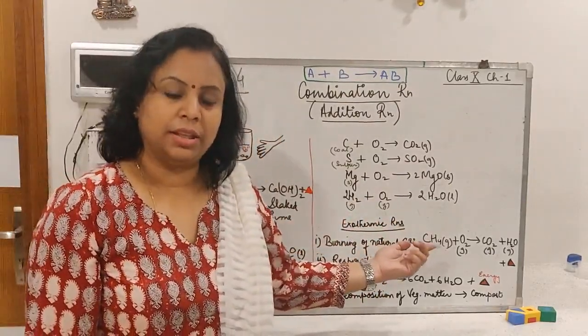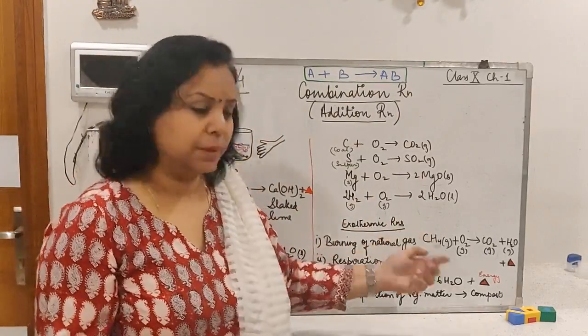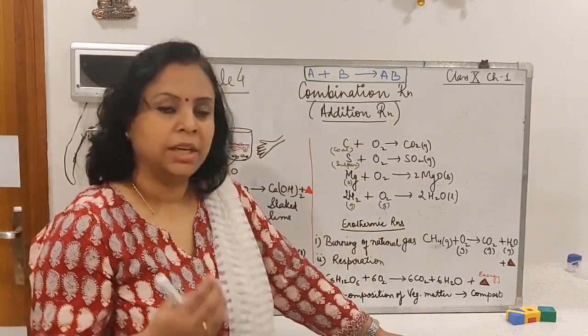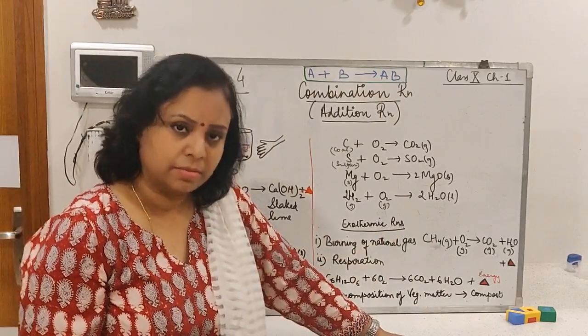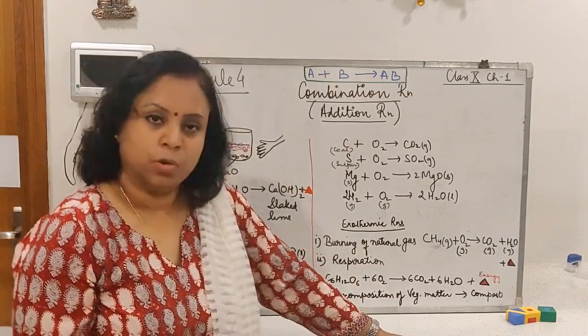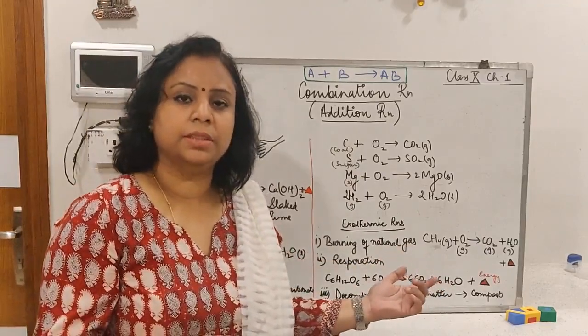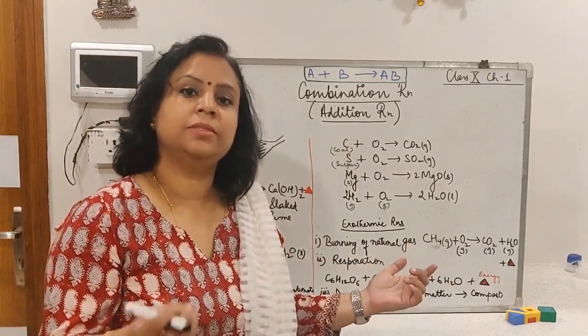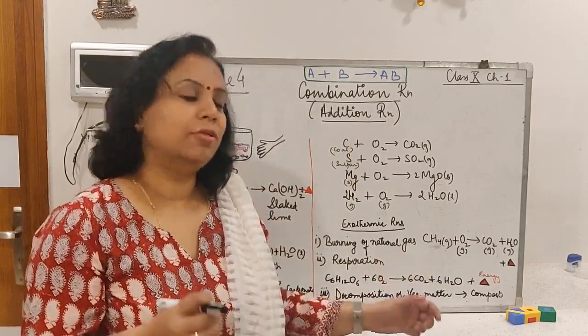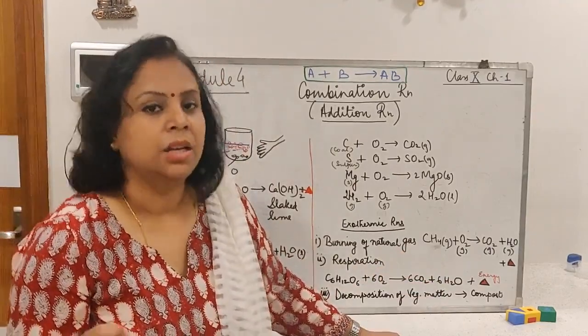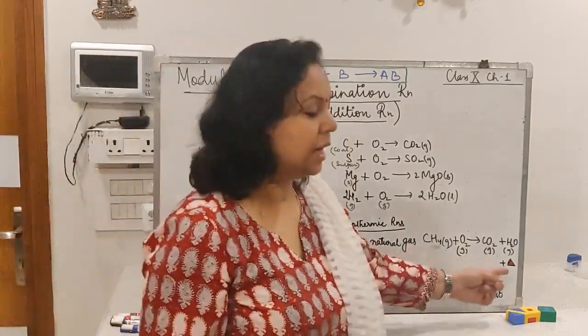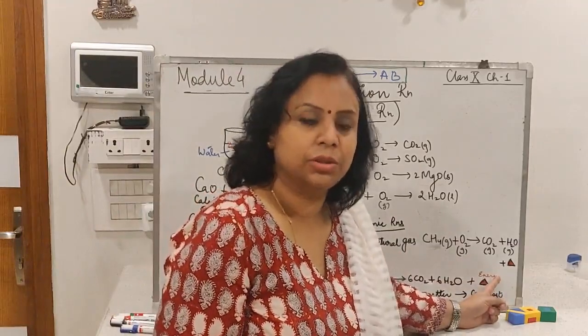burning of natural gas. The natural gas, when it burns in the presence of oxygen, forms carbon dioxide and water vapor. In fact, all of the hydrocarbons, when they burn in oxygen, form carbon dioxide and water vapor only. And a large amount of heat is given out.